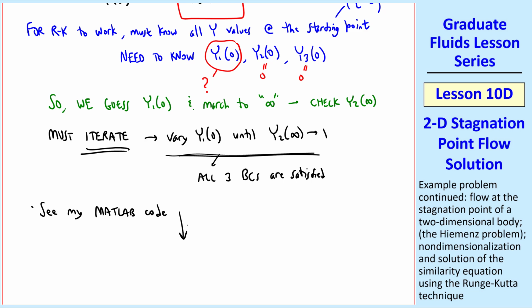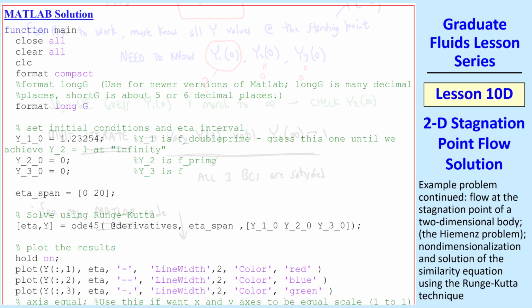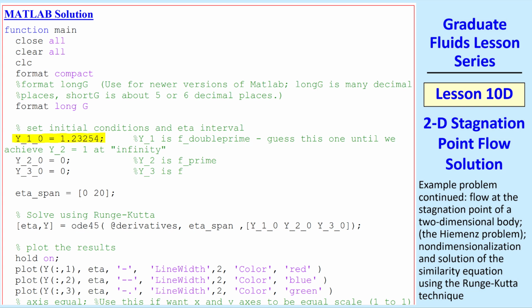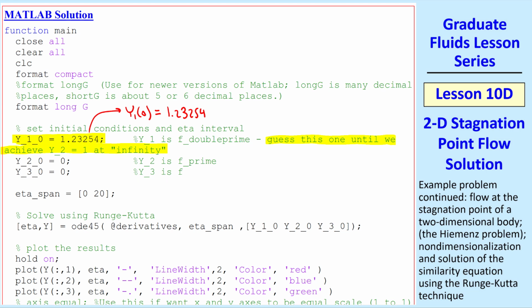You can do this in any software of your choosing. I chose MATLAB here, and here's a printout of my code. This is my y1 at 0, the initial condition, which I guess until we achieve y2 equal 1 at the edge, or infinity. After some iteration, y1 at 0 is 1.23254 to several digits, and I went all the way out to 20, calling that infinity.